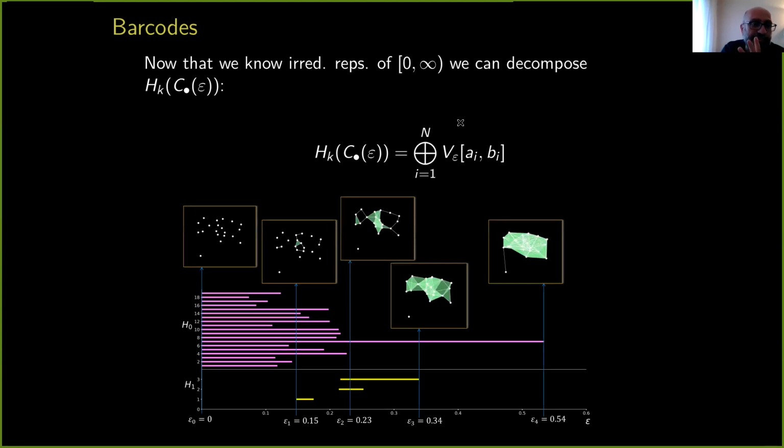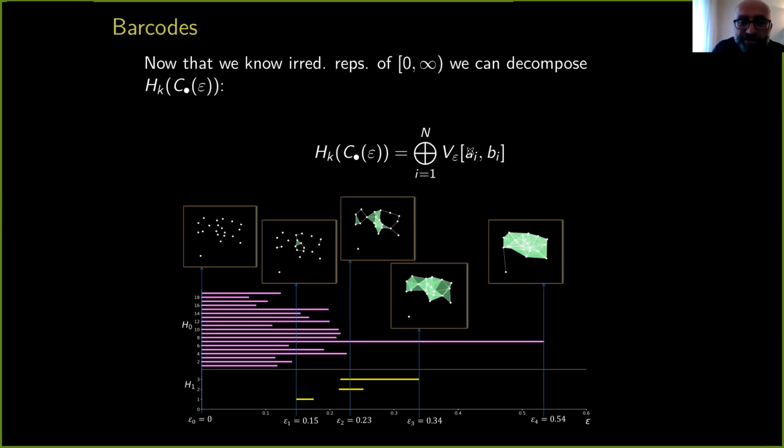So here's how you depict it. Let me explain how this picture works. So I have this Vietoris-Rips complex, and I change my epsilon. Now, here in this picture, you see this decomposition for H0 and H1. Of course, for H0, since individual points form classes in H0, the left-hand points of the intervals are always going to be 0.